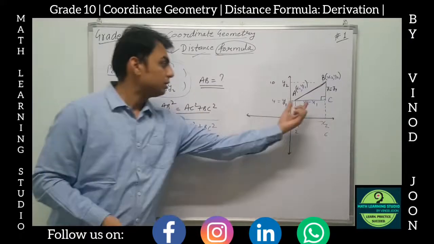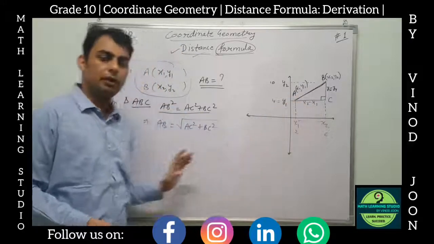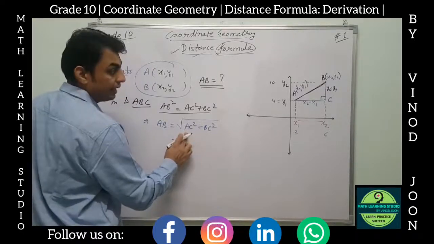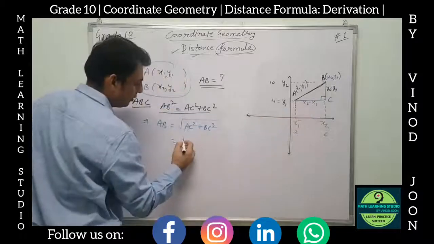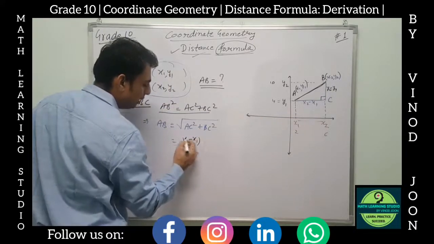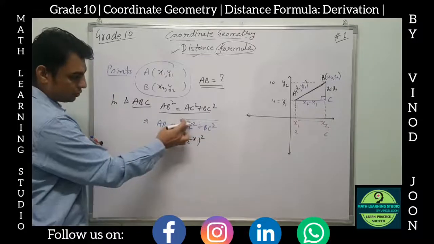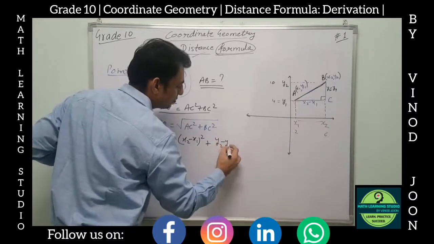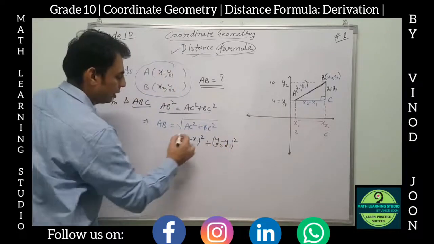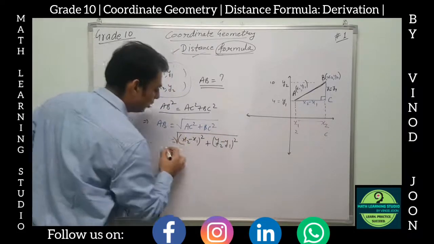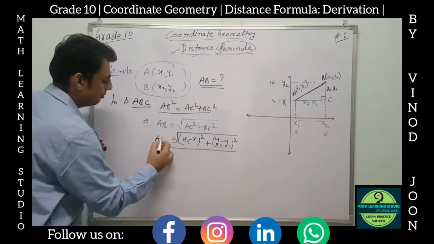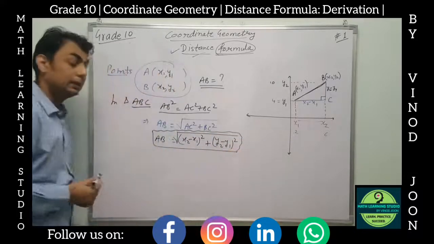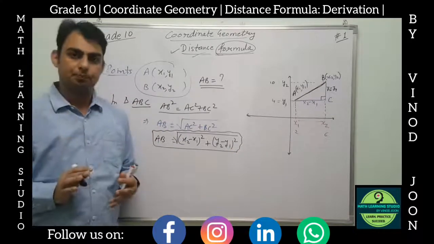करना क्या है? We just put these values here. So here we'll get AB is equal to, AC is this one, so we can write it as x2 minus x1 and whole square. Whole square करना है AC का. Plus BC, the value of BC is y2 minus y1 and square करना है. And this remains under the root. And this is the value of AB. And this only is called the distance formula.